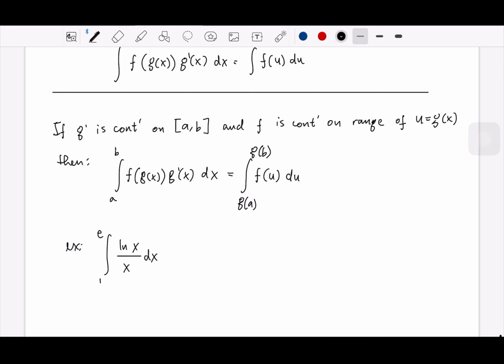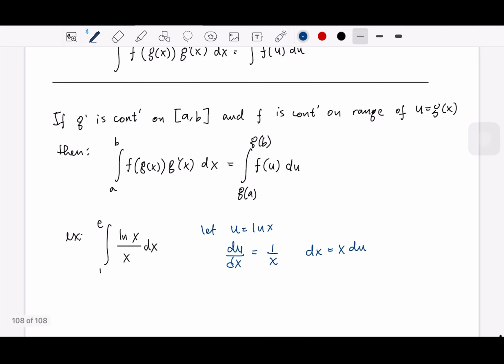I think it's obvious to see that when we have ln x, if we differentiate it becomes 1 over x. And then we can switch the dx and du, becoming x du, and we can cancel the x. Right? So we can see that if we let u equal ln x, then du over dx becomes 1 over x. So dx will be x du, which cancels the x in the integration part.